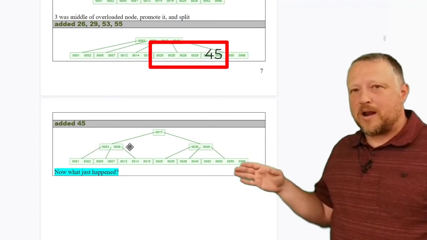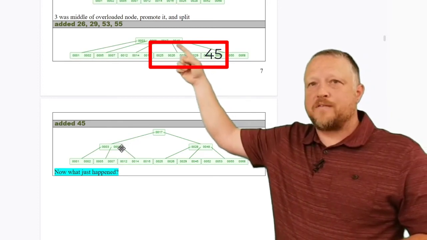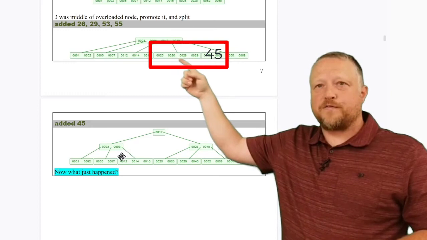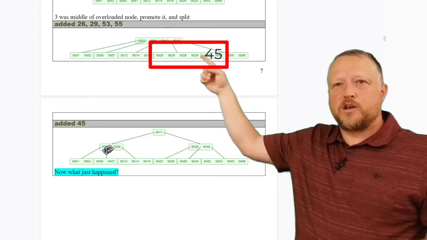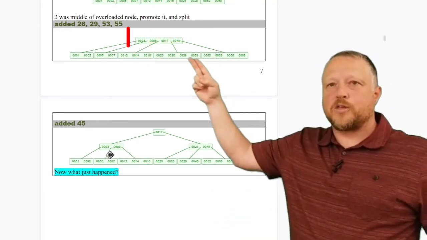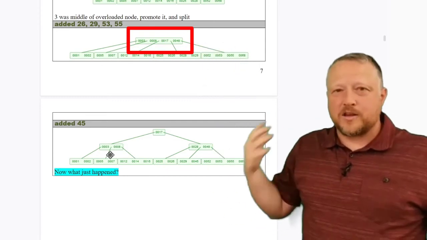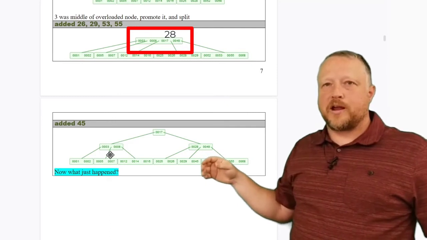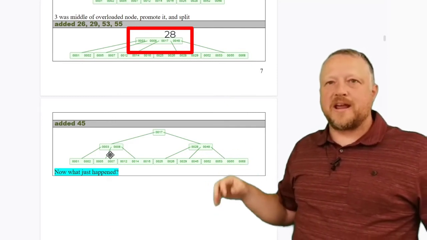So notice that when I added 45, and again, I'm going to go to the previous one, 45 is in between 17 and 48 here. So I'm going to drop down, and 45 would be placed right here. Okay? We know that that node would be too large, so now we're going to have to promote that 28 up. But here's the problem. That node already has 4 as well. So let's temporarily put 28 in the middle there. And then we know we have our 3, 8, 17, 28, and 48.